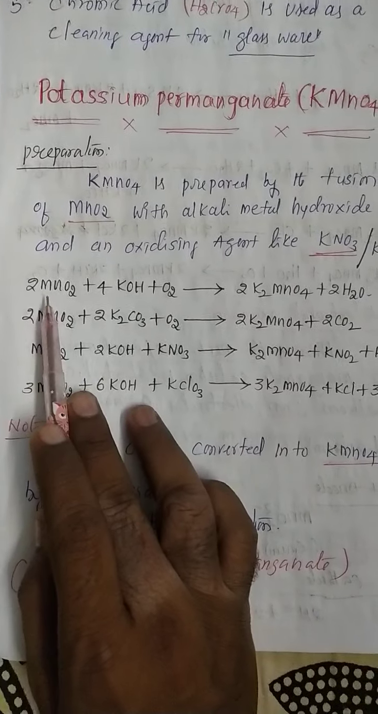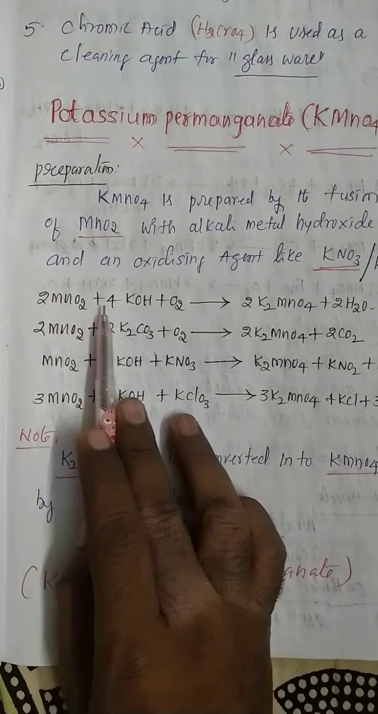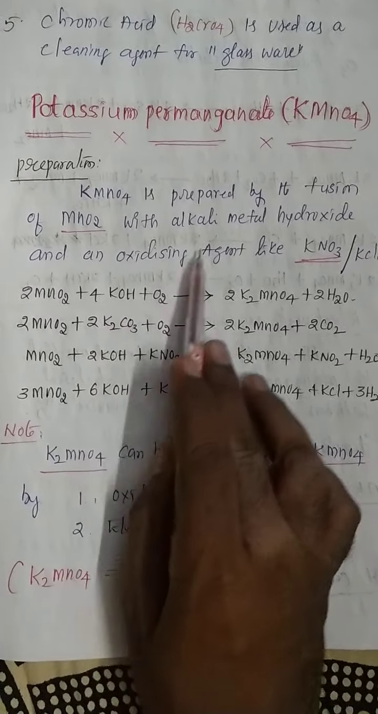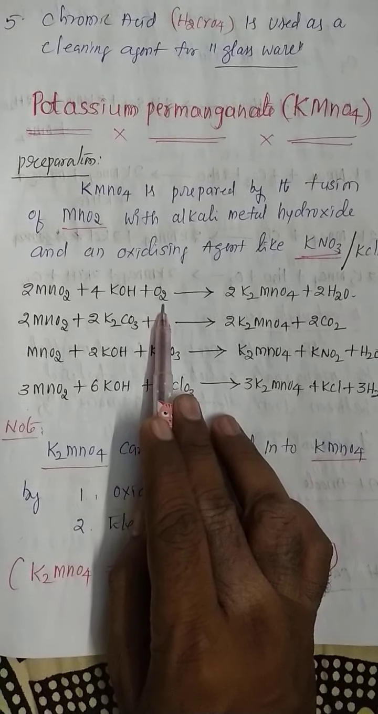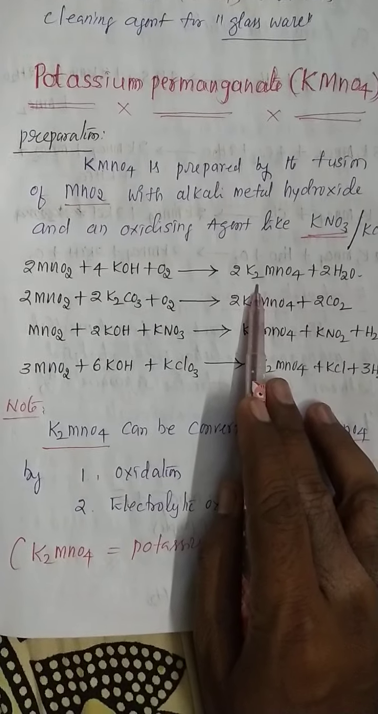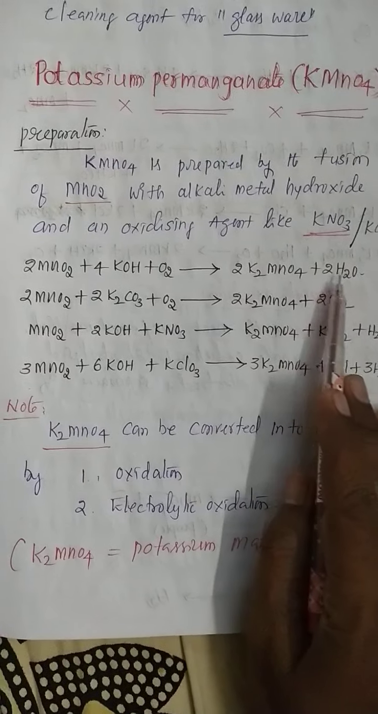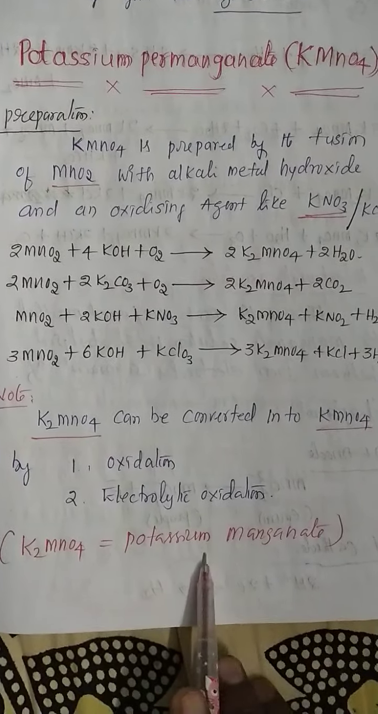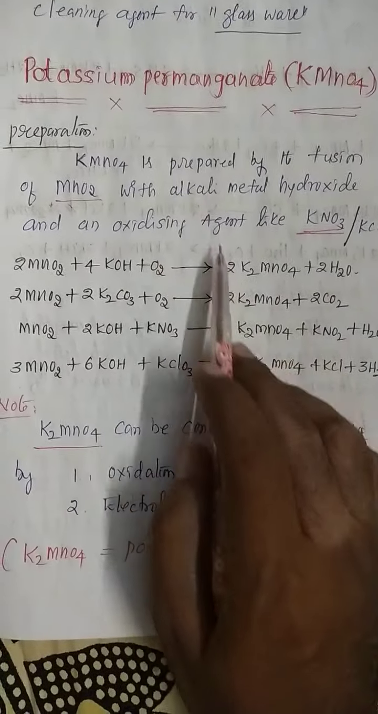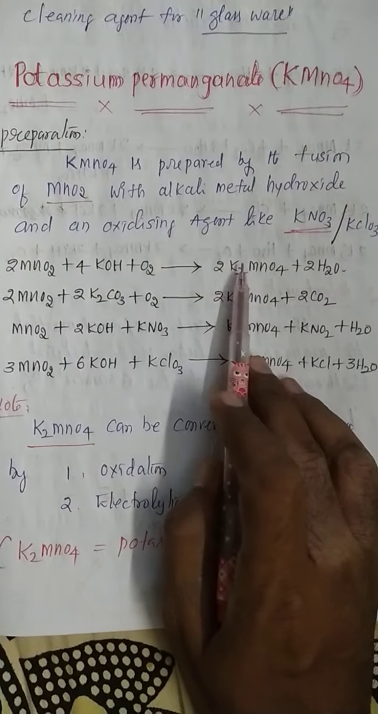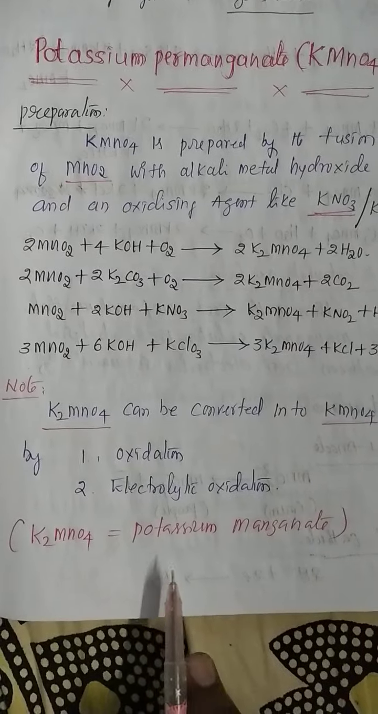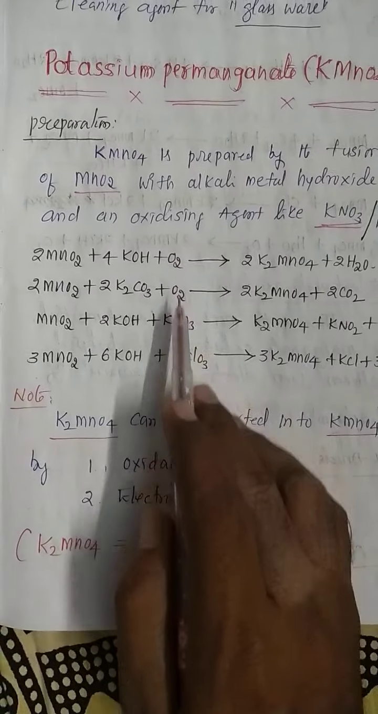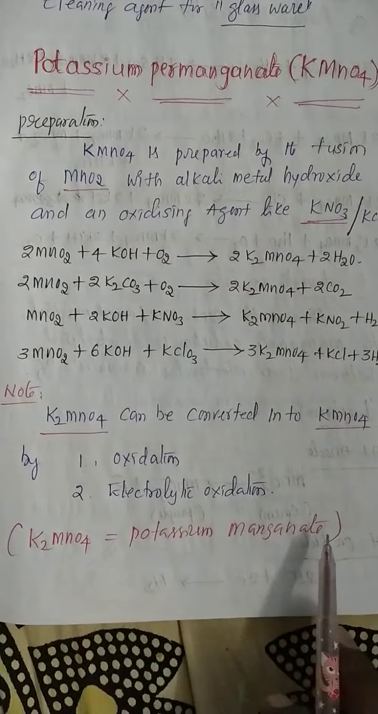See carefully. 2 moles of MnO2 react with the metal hydroxide KOH in the presence of oxygen. K2MnO4 plus 2H2O is formed. K2MnO4 is called potassium manganate. Here it does not directly form KMnO4. First, initially, potassium manganate is formed. In all the equations, initially potassium manganate is formed.